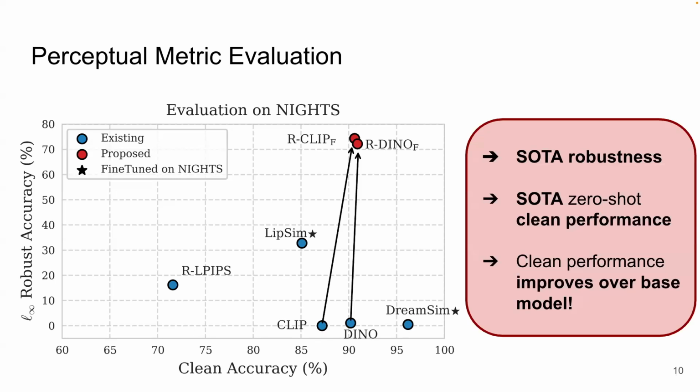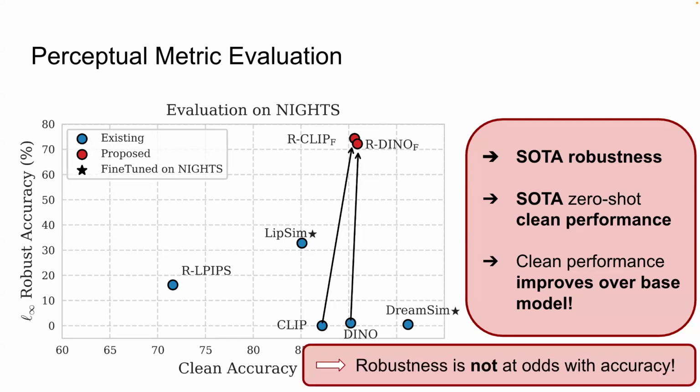In contrast, our robust models attain by far state-of-the-art robustness, and interestingly, their clean performance actually increases compared to their respective base models, even though they have also not been trained on this task, so they are still zero-shot. And this is something that we usually do not observe in adversarial robustness. Usually we need to sacrifice clean performance in order to gain robustness. But in this case, it seems that robustness actually helps also for the clean performance.